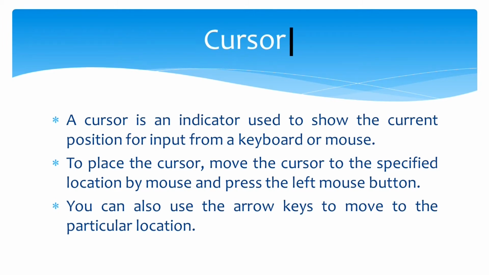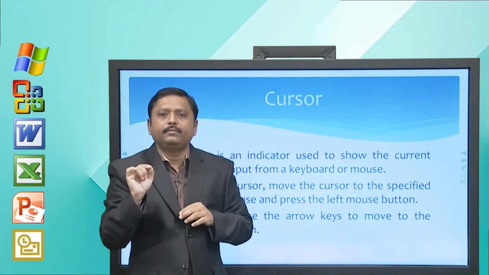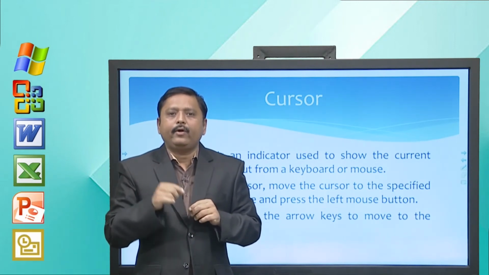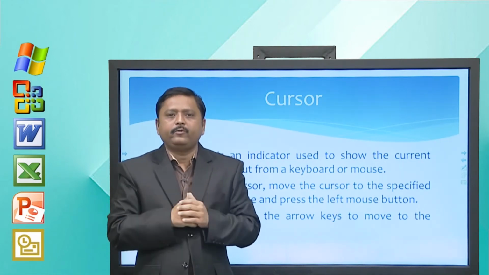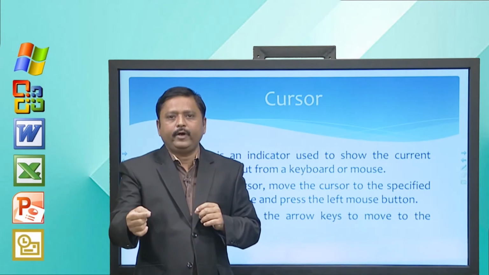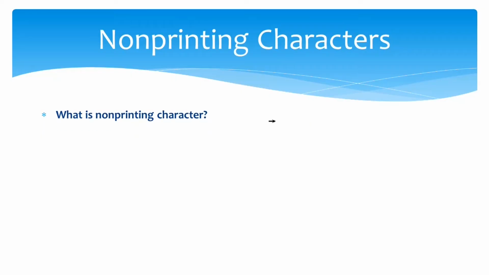So, you move the cursor to the specified location by mouse and press the left mouse button. You simply click there where you want to place your cursor, and if you want to use the keyboard, you can simply use arrow keys for moving the cursor up, down, left and right. To quickly put the cursor, you can use the mouse pointer, or to slowly move your cursor, you can use the keyboard. Now, before we proceed, we must understand something like click, cursor, non-printing character, etc.